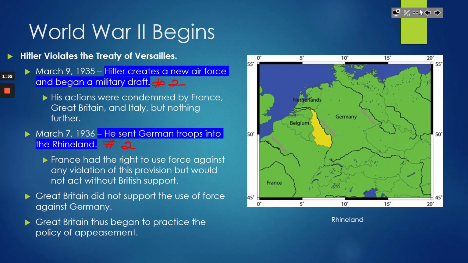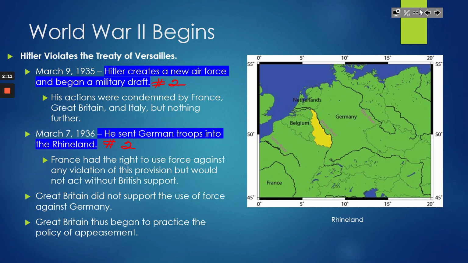Here is number two. The first two ways that he violated the Treaty of Versailles, which was the treaty that was done in World War I, he began to create this new air force, and then he also established a military draft. However, those things that he did first, as you see here in 1935, were not condemned by France nor Britain. They allowed it, or Italy, they just allowed it to happen, kind of appeasing him. And this is one of your vocabulary words that you should know, a policy of appeasement.